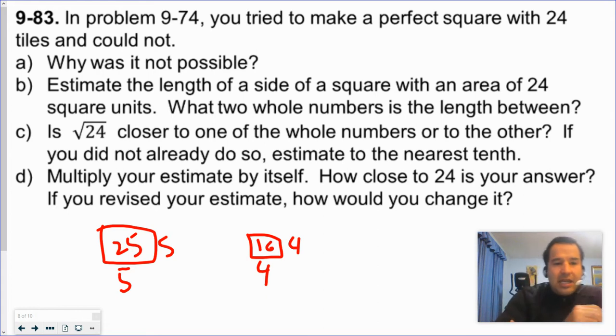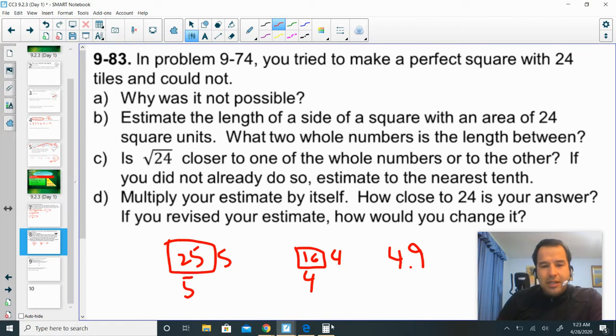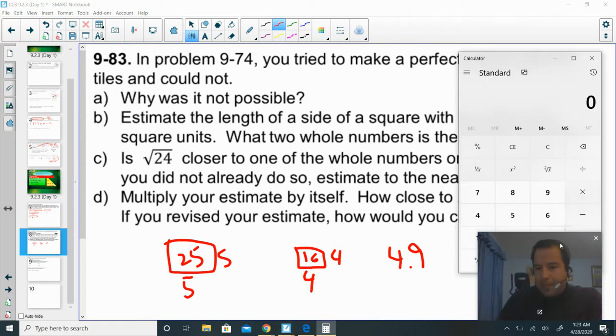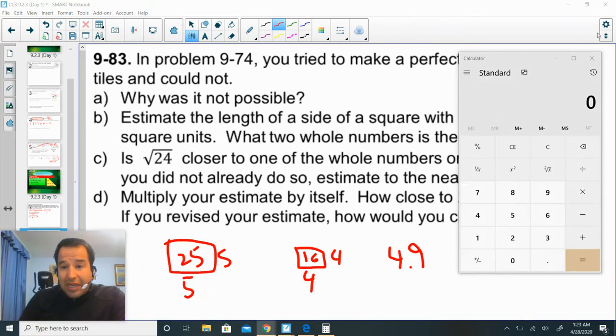So letter C: is the square root of 24 closer to one whole number than the other? If you did not do so already, estimate to the nearest tenth. So I don't know, it's pretty close. So I'm going to guess 4.9 to the nearest tenth. Okay. So now here's where you need a calculator. Is that what you guessed? 4.9, 4.8, hopefully something close to that. Here we go. Ready? So what we're going to do is we're actually going to check our answer.